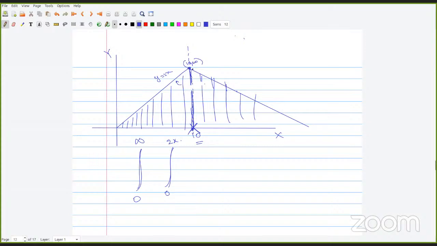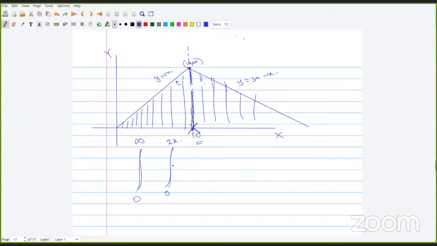Let's say this is the x plus y equals 30 line. So this is y equals 30 minus x. Okay, so this line is this, and this line is this.